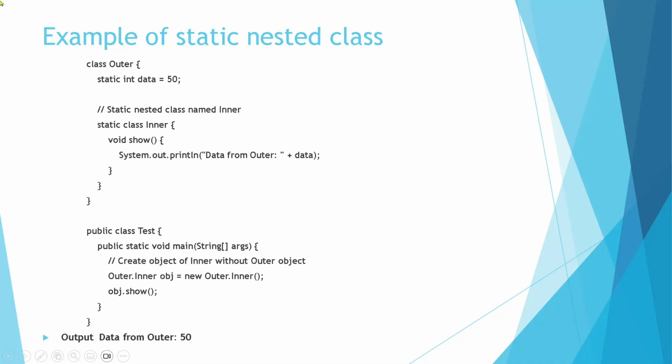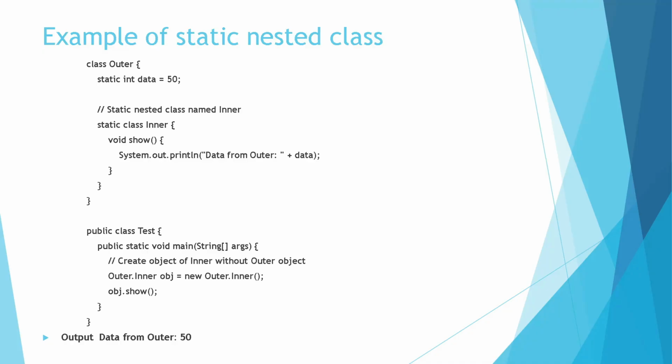You can take this example. In this example, one outer class is given. Within this outer class, data is given as static int data is equal to 50. Before this variable name, the static keyword is given. Also, you can see that before this class and class name, the static keyword is given. Means this is a static nested class.